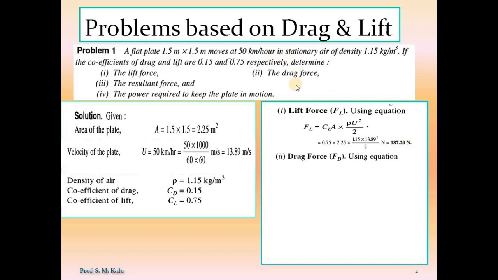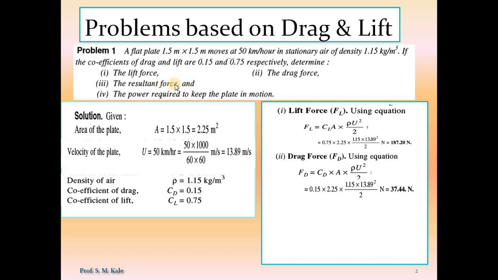Similarly we have to find out the value of drag force. So for finding out the value of drag force we have to use another equation. FD is equal to CD A rho u square upon 2, whereas CD is called the coefficient of drag whose value is 0.15. A is nothing but the projected area 2.25. Rho, value of rho we know, value of U we know. So put all those values, you will get the value of FD. That value of FD will be in terms of Newton, that is nothing but 37.44 Newton.